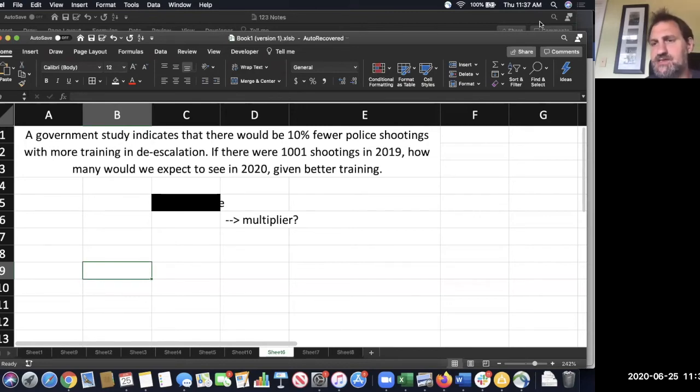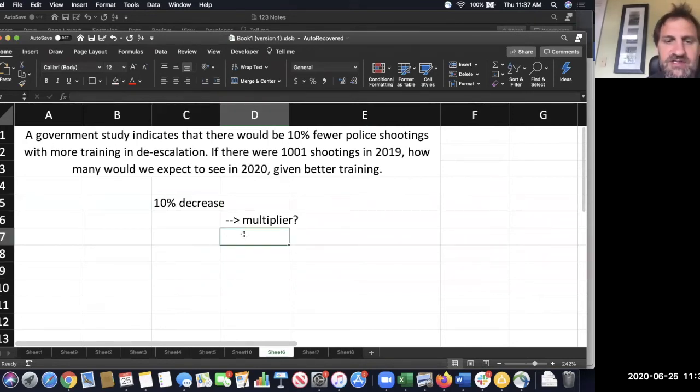So the first step of the process is just to look at the percent and figure out, are we talking about an increase or decrease? Decrease. Yeah, because fewer shootings means we're going to have a decrease. So then your job is to take the 10% decrease and make the multiplier. So that's the process we were just practicing. So you come up with your multiplier.